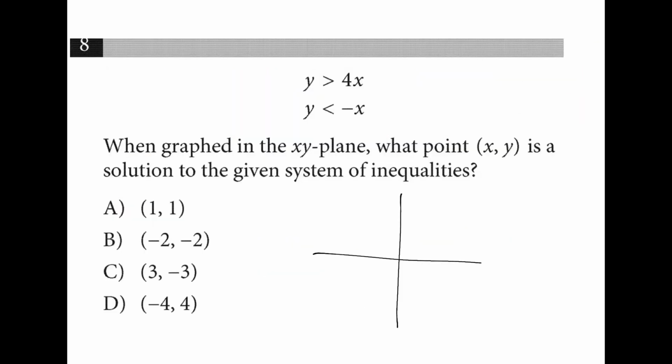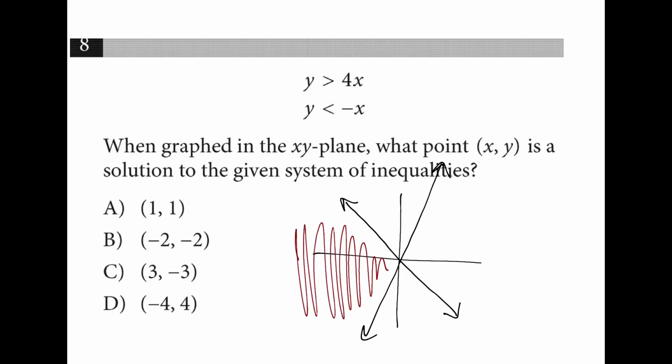Just sketching out these inequalities, the graph y is less than -x, which is going to look like this, and it's everything below that. And y is greater than 4x is going to look something like this. And it's going to be everything above that. So our intersection is this over here. From that alone, I would guess B, which turns out to be the right answer. You can also plug back in the x and the y values to see if it satisfies both inequalities.